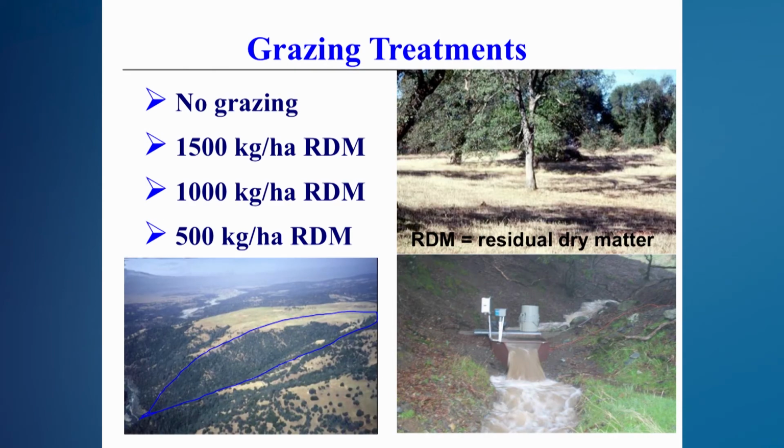A study was conducted to look at the effects of grazing intensity on nitrate leaching. We had 4 different treatments ranging from no grazing to leaving 1,500 kilograms of residual dry matter. That's the amount of forage left on the landscape. 1,500 kilograms per hectare of residual dry matter. We did this by grazing entire watersheds and collecting the water draining throughout the year.